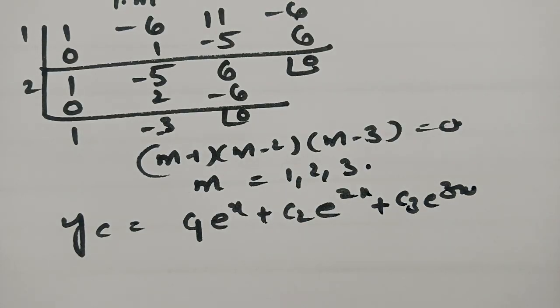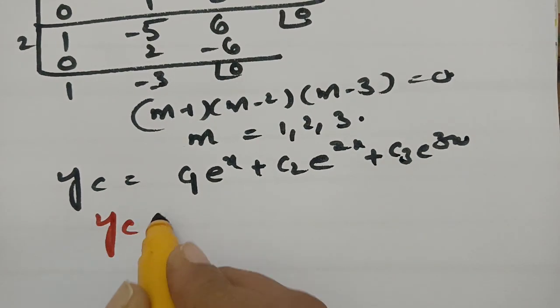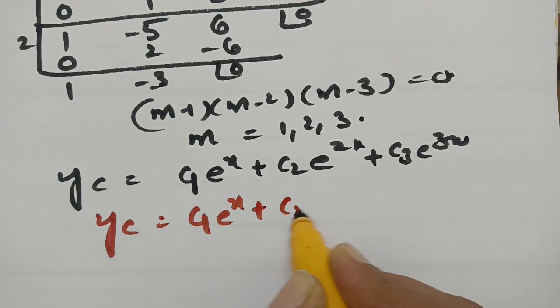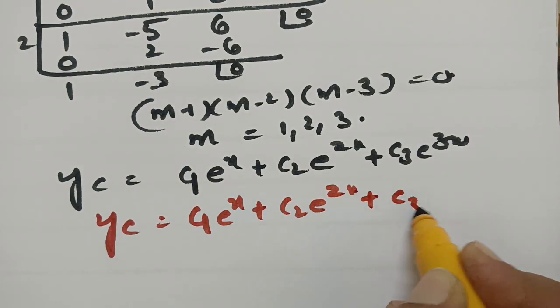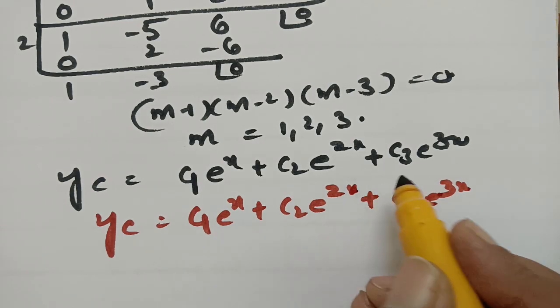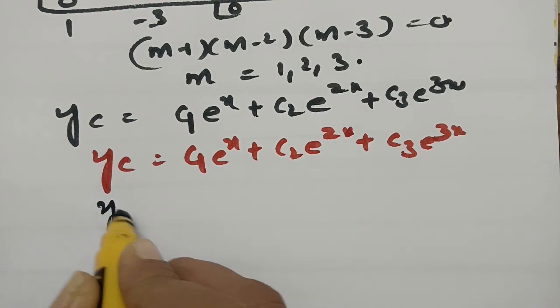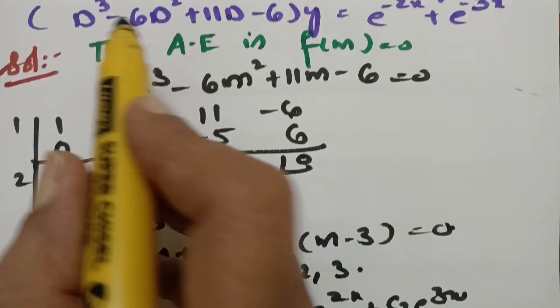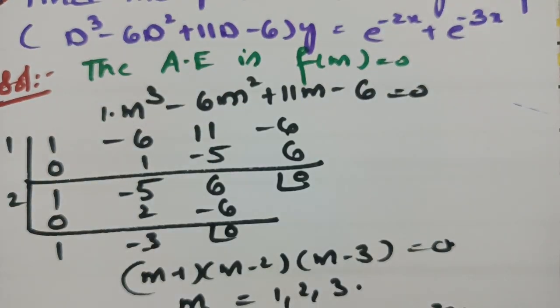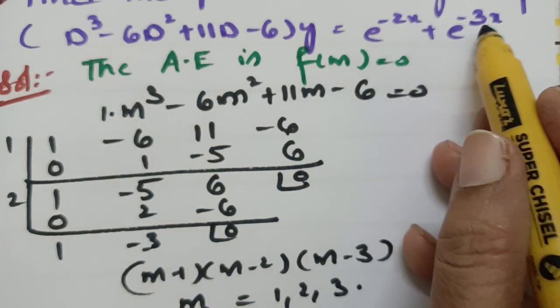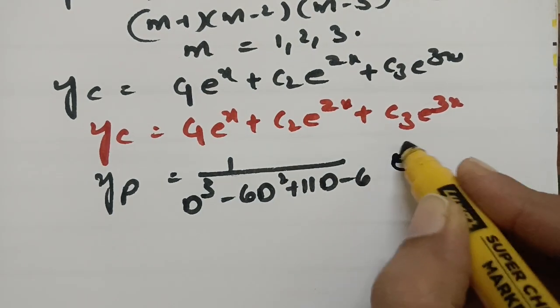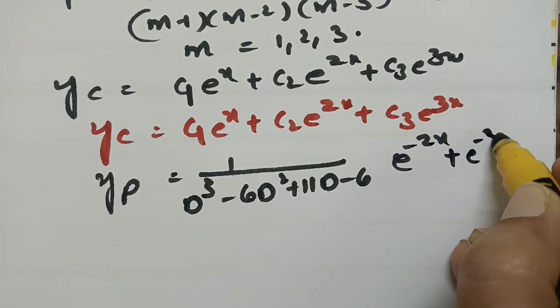And therefore the complementary function we got is yc equal to c1 e power x, c2 e power 2x, c3 e power 3x, and therefore we have to find the particular integral. For finding the particular integral, yp is equal to 1 by f of d. Here what is f of d? It is d cube minus 6d square plus 11d minus 6, into e power minus 2x plus e power minus 3x.